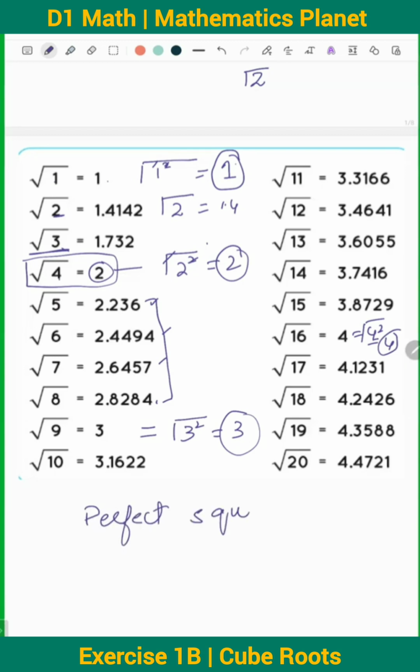What are the perfect squares? That get the answer in the form of whole numbers. And what about the others, the decimal ones? All of the decimal ones do not get the answers in the form of whole numbers. So these are not perfect squares.